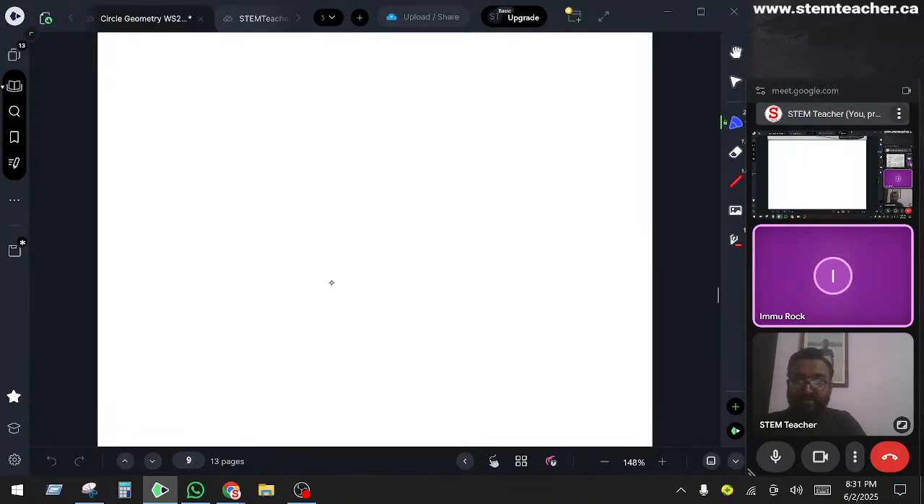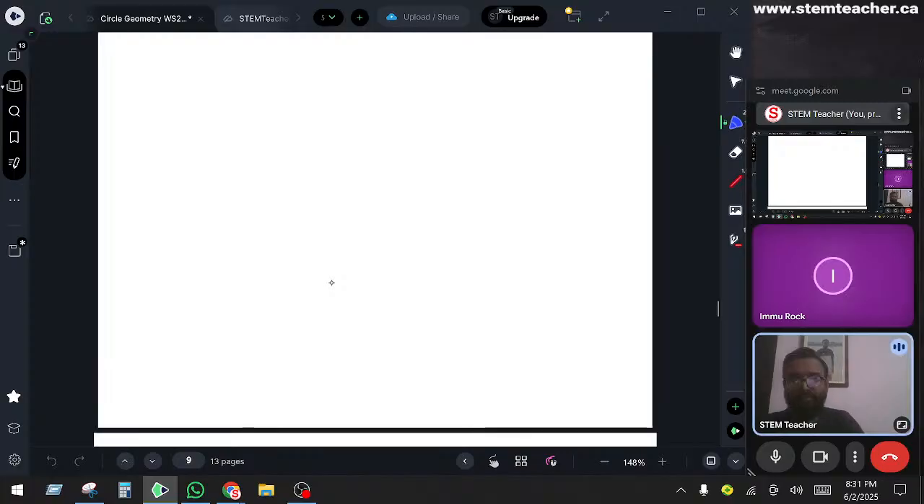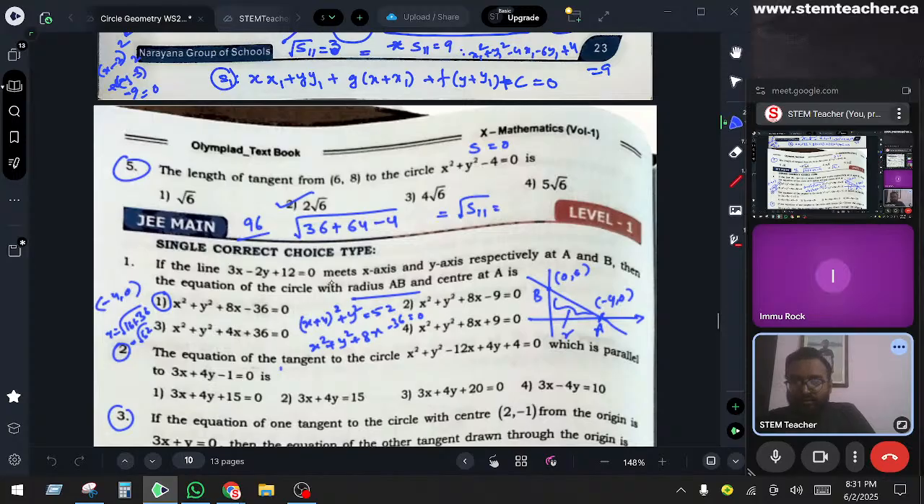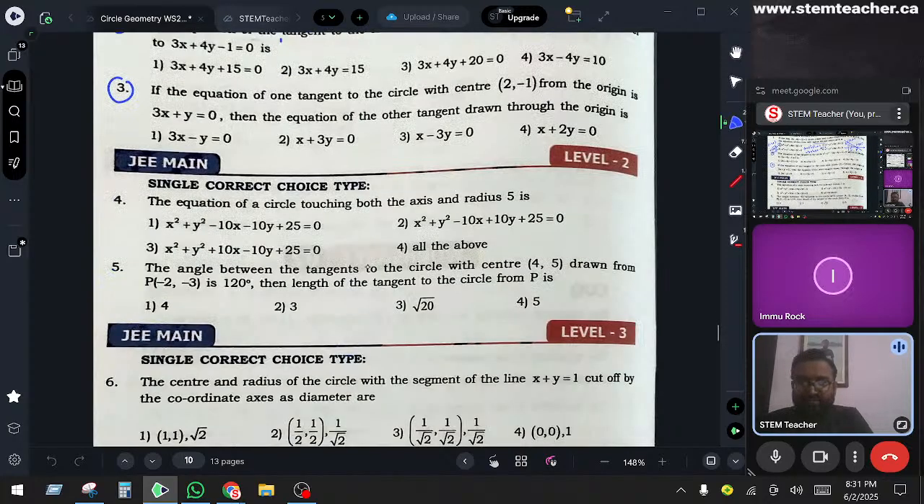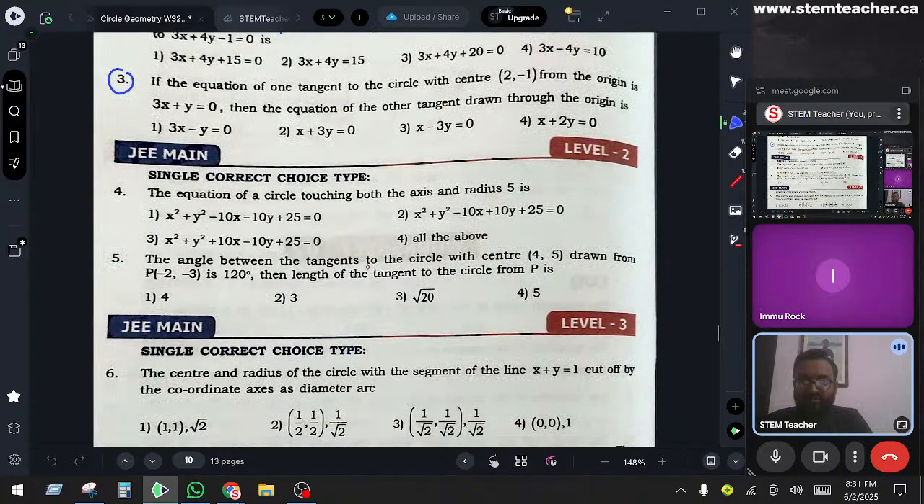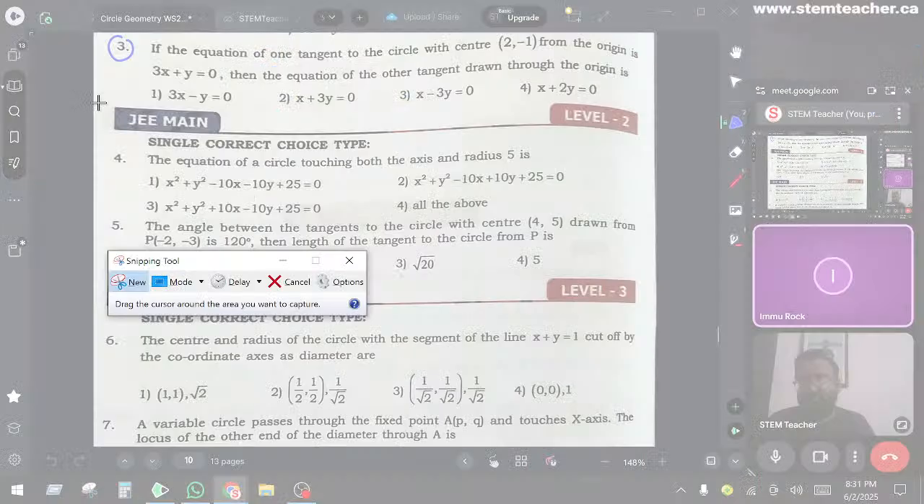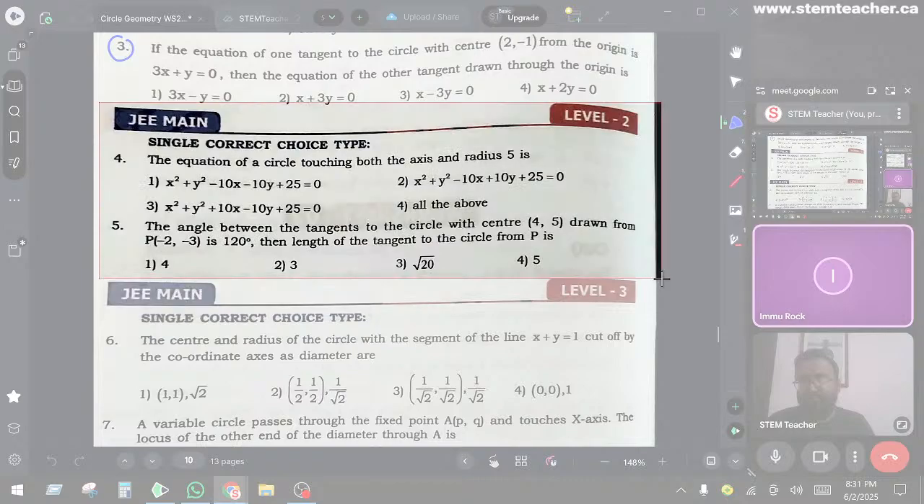देखा, एक एक प्रॉब्लम को करने के लिए सब कुछ पढ़ना पड़ेगा. चलो देखते हैं. This is level 1 completed. What about level 2? Level 2.